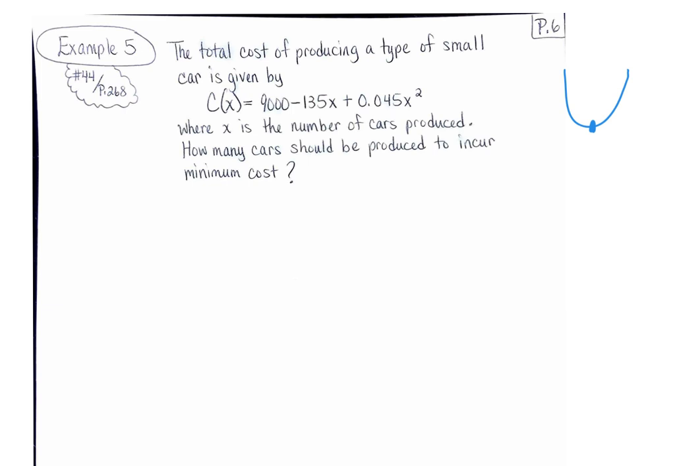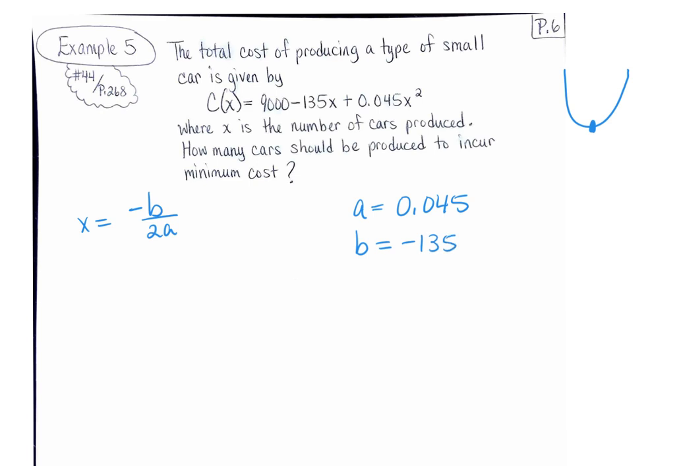Now, the minimum is given by our vertex. We want to find out how many cars should be produced to incur the minimum cost. And it says x is the number of cars produced. So that means we need to find the x coordinate of our vertex. Remember from the vertex formula that negative b over 2a is equal to our x. Now, a, remember, is the coefficient of x squared. So a is equal to 0.045. B is equal to the coefficient of x, so that's negative 135.